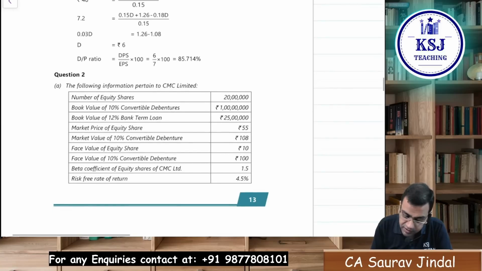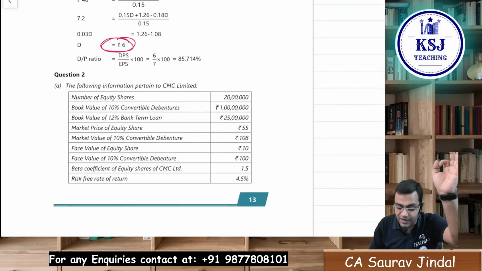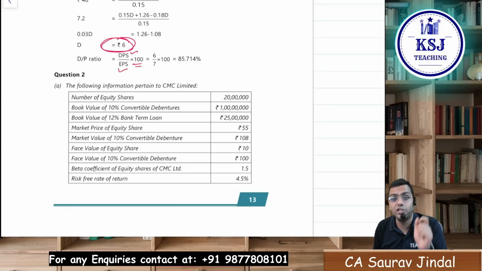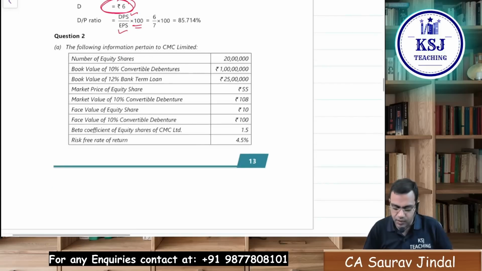Now once you have got the dividend, do not end the answer here. Dividend divided by EPS into 100. You have to show the ratio in the percentage terms, otherwise you are going to lose marks. Because what if, sir, we do not write DP ratio or the dividend payout ratio? Then you will lose the majority of the marks. The reason being, the requirement of the question you have not fulfilled. Clear? Right, sir? So question number 1 we are done with.